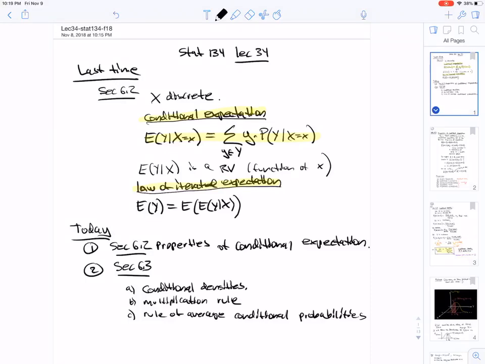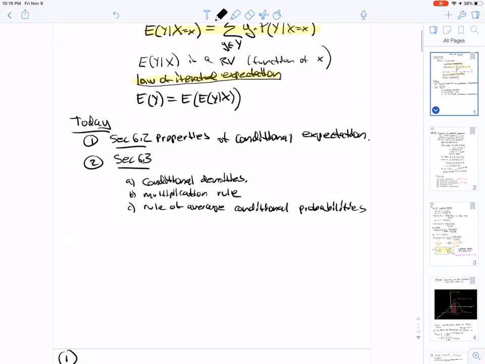Hello, it's Stat134, lecture 34. Last time we finished section 6.2. When X is a discrete distribution, we looked at the conditional expectation and the law of iterated expectation.